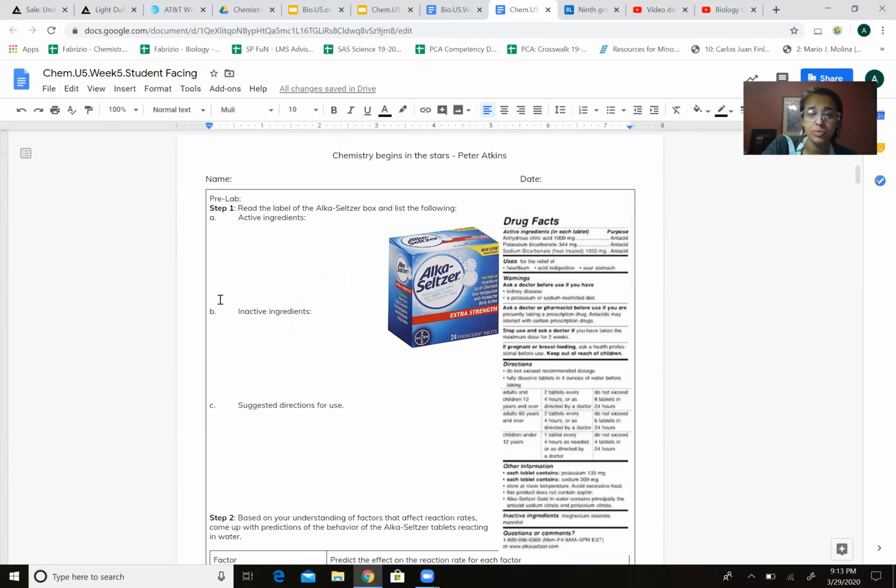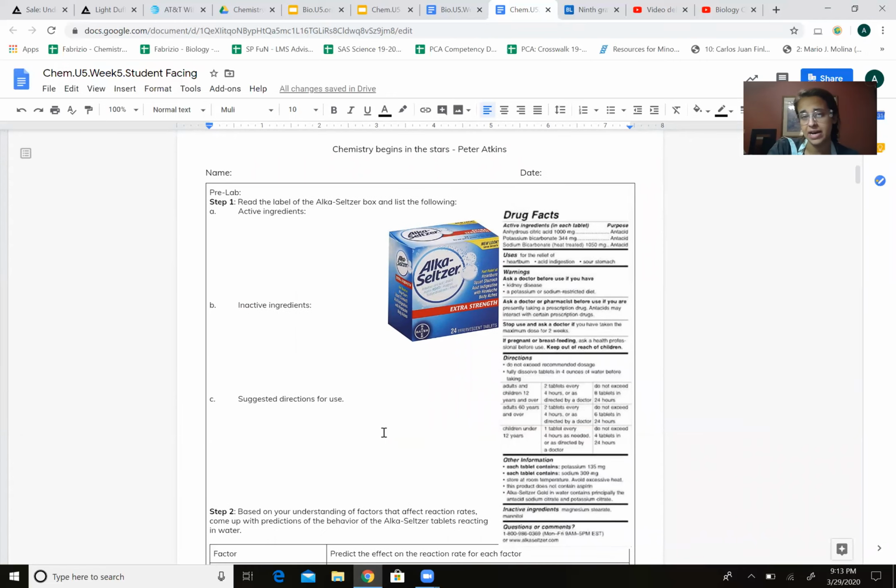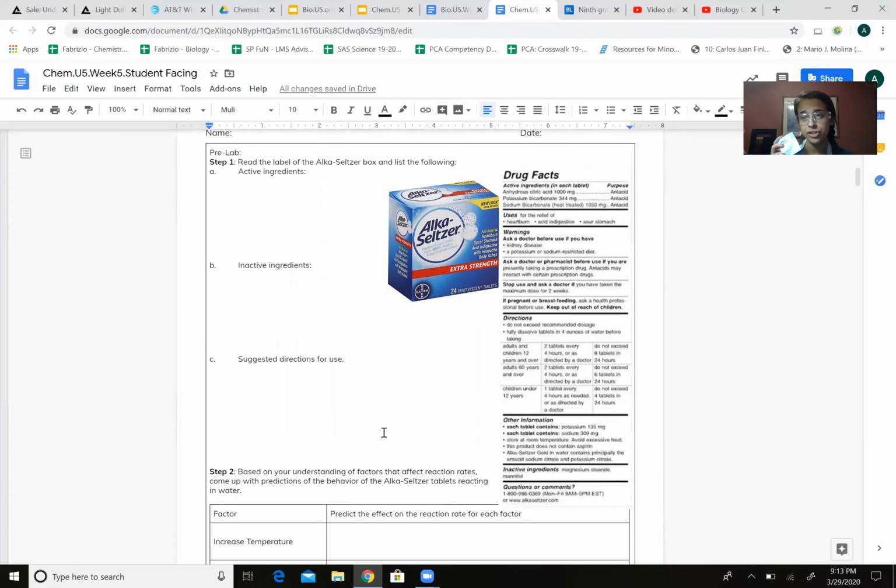So for our little pre-lab before the lab video, I have the Alka-Seltzer picture in your packet, and also the labeling on the packet. So read the label right here. Take a minute, pause me to do that. Tell me what the active ingredients are, what the inactive ingredients are, and what the suggested directions for use are. So all from this video, from this label right here, you should be able to answer A, B, and C of step 1. So pause me right now, take a minute to do that.